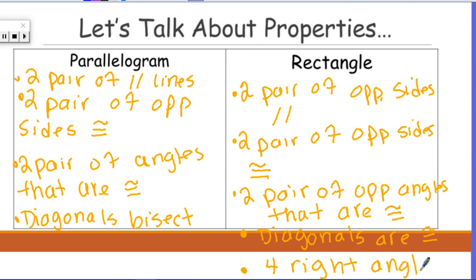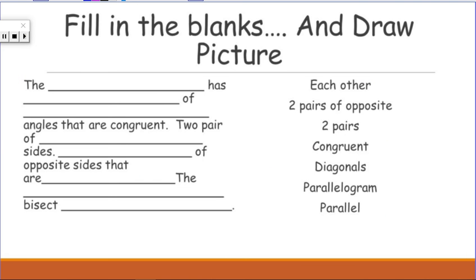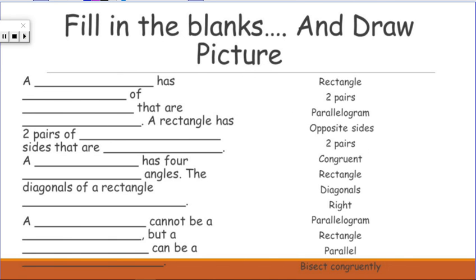So here are all your properties. You've seen these shapes before in middle school. And here are the properties that we want to focus on. So what I want you to do is to go ahead and fill in your blanks by using the information that I just gave you.